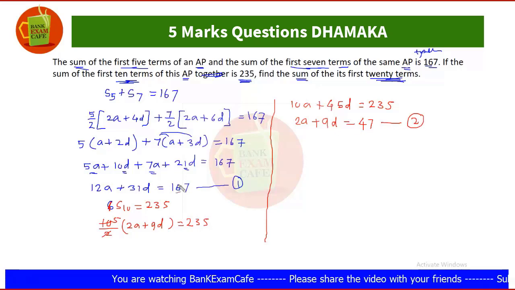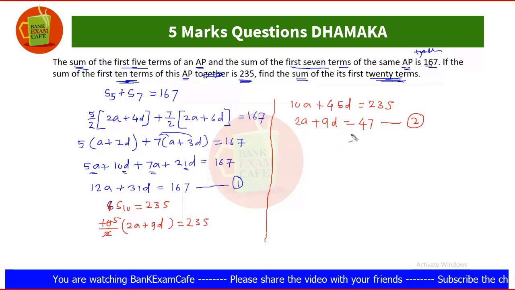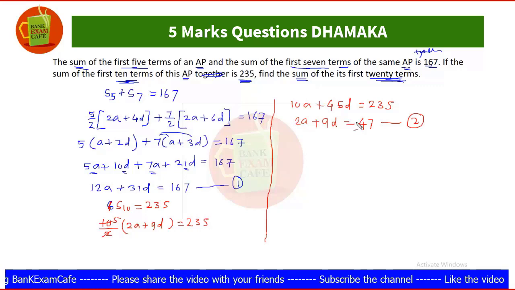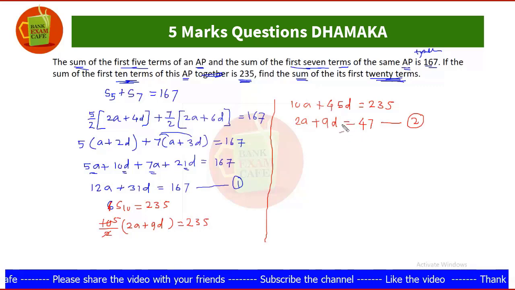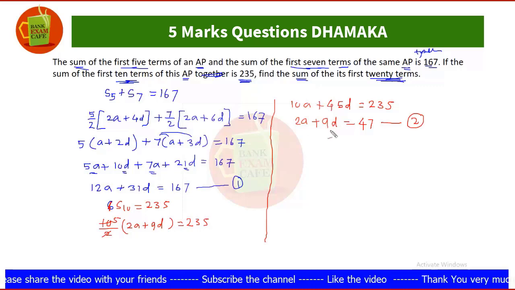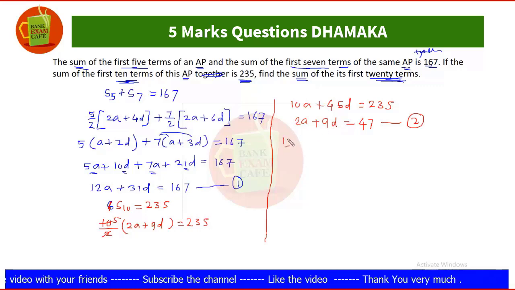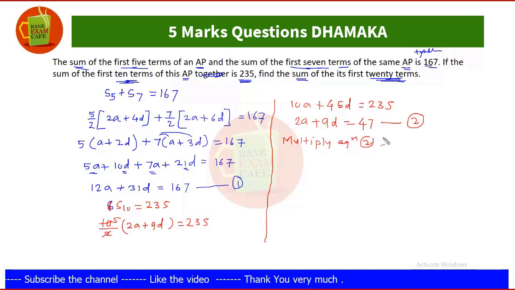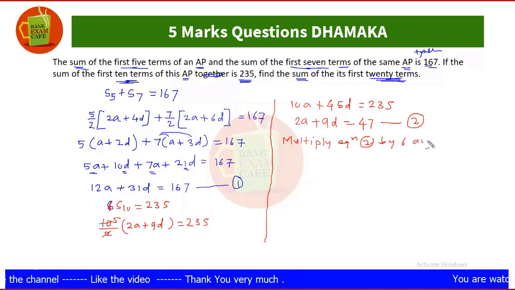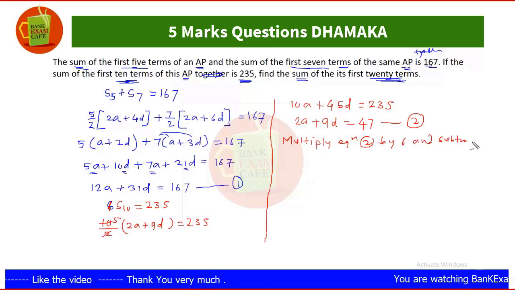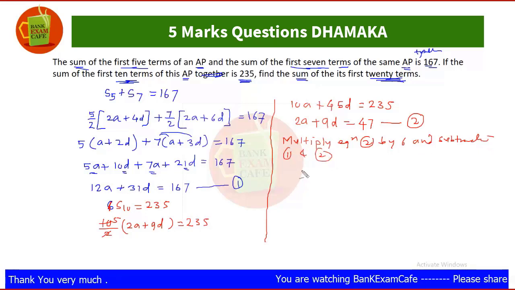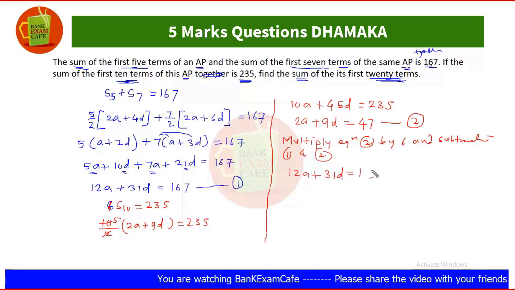And now solve equation number 1 and equation number 2 simultaneously. To solve it, we will have to multiply equation number 2 by 6 and then subtract equation 1 and 2. So multiply equation 2 by 6 and subtract. You will get 12a plus 31d is equal to 167.